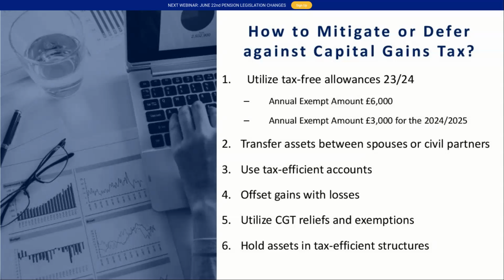So what that means is that you can make a gain on an asset of up to £6,000 before you start paying capital gains tax. As you can deduce from last year, you were able to make a gain of £12,300 before any capital gains tax would be brought into the equation. Very importantly, the annual exempt amount is going down again to £3,000 for the 2024 and 2025 tax year.